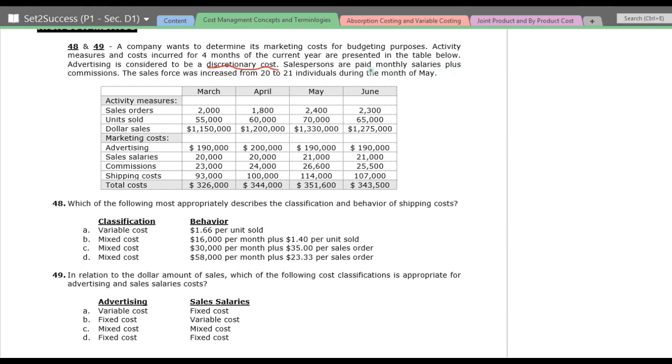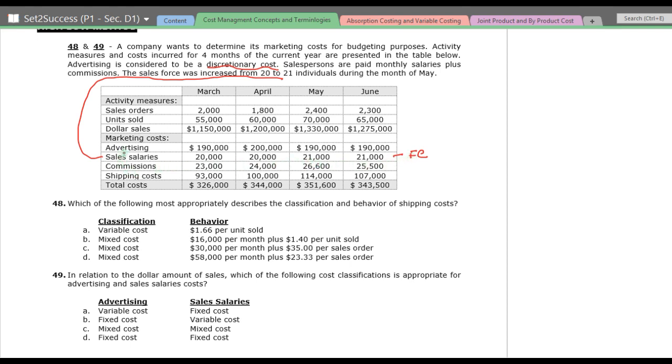Salespersons are paid monthly salaries plus commission. The sales force was increased from 20 to 21 individuals during the month of May. So the number of sales individuals has been increased. Sales salary is 20,000, and it has increased from 20 to 21 in the month of May and June. So this is an example of fixed cost.